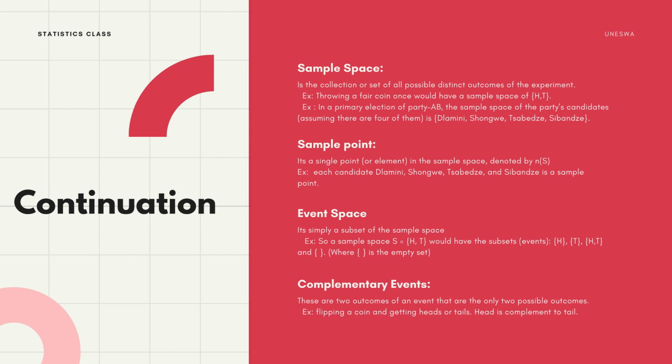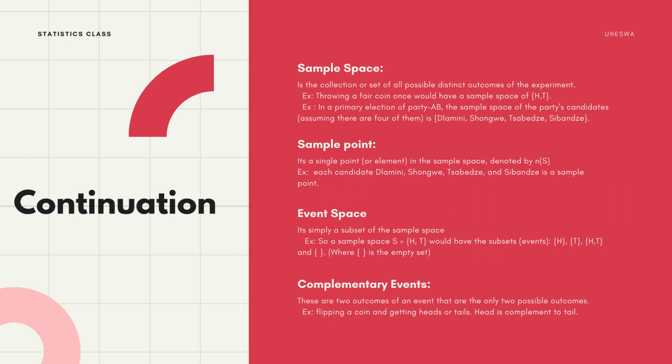So moving on to the next, you need to also know what an event space is. An event space is also known as a subset of a sample space. If it's a subset, we are now removing those distinct properties and features that are speaking collectively to the sample points.